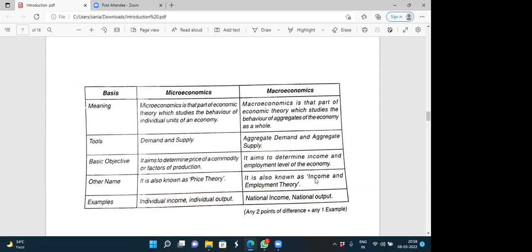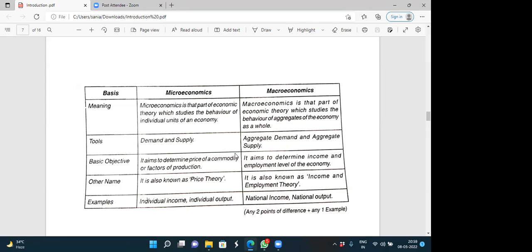And the other name of macroeconomics is income and employment theory. Why? Because these two are the factors which come under this, right? Here, when we take examples, individual income, individual output, the word individual will be written, okay? But here, national income, national output, or you can write other examples as well, like demand, supply, or here aggregate demand, aggregate supply. These are the examples, okay? And here the retail price and here the general price, okay? Like this. So this is the difference.